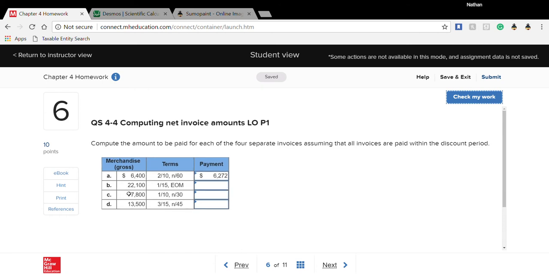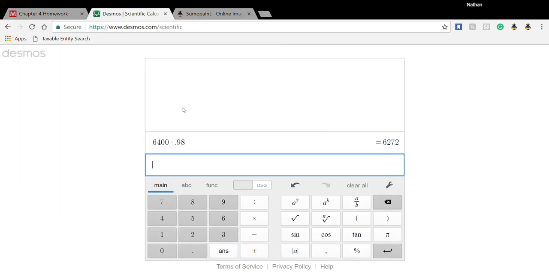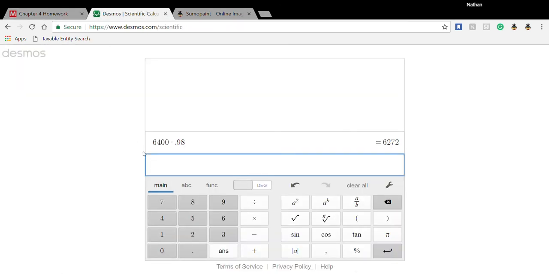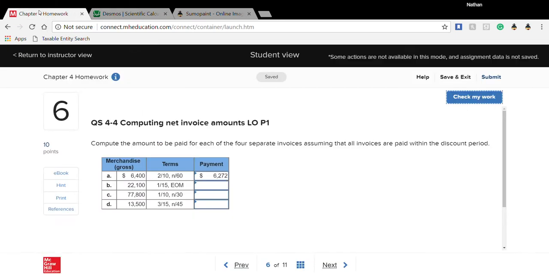Just as an example, 22,100. We have 1 over 15. So 22,100 on our calculator. This is going to be times by now 0.99. Because again, it's 100 minus 1%. So that means we have 21,879. Sweet, 21,879.